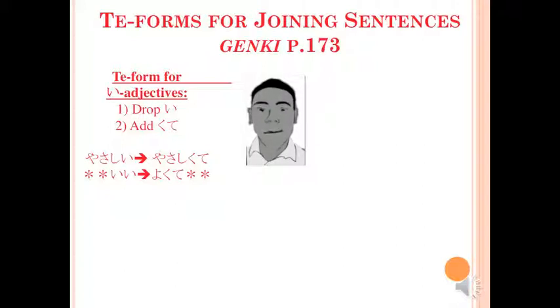The only irregularity here is with ii, the e-adjective for good. You still drop the e and add kute. The stem, however, changes to yo. Therefore, the te form of the adjective ii is yokute.